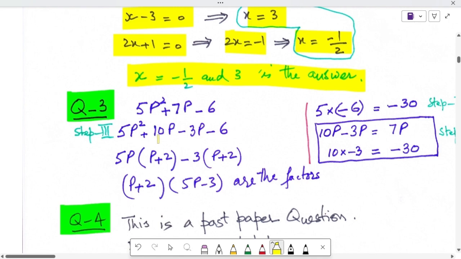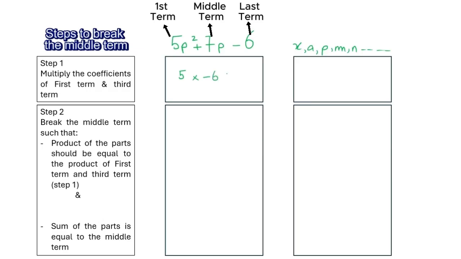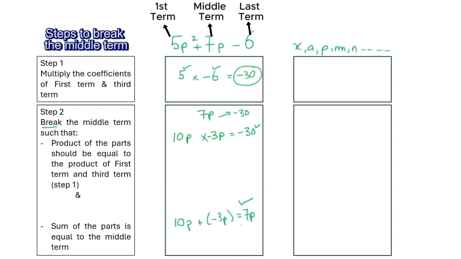Then the third question I have taken, in which the product of the first term and the last term is minus 30. We have to break 7p in such a manner that we get a product of minus 30. So I have taken 7p as 10p and then subtracted 3p from it. So 10 multiplied by minus 3 is minus 30. This condition is okay. And 10p minus 3p is 7p, which is equal to the original middle term of the question. This step is also okay.